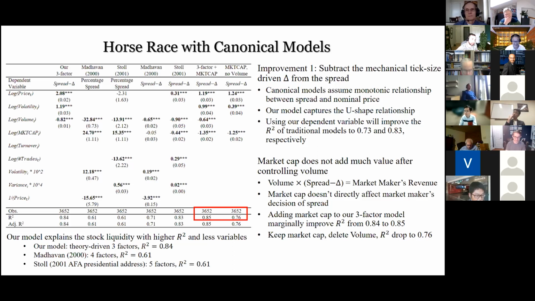So I guess everybody has the right intuition: large stocks are more liquid. But my point is that large size matters only because they have larger trading volume. So our model predicts that a small stock with lots of volume is similar to a large stock with limited volume. That's the reason we can outperform the previous benchmark.